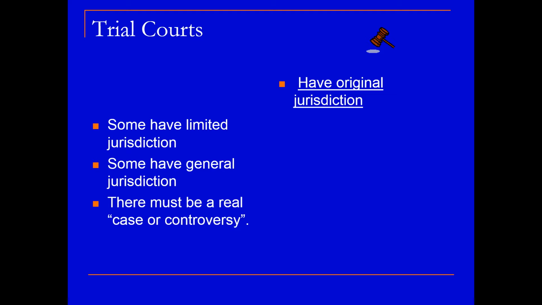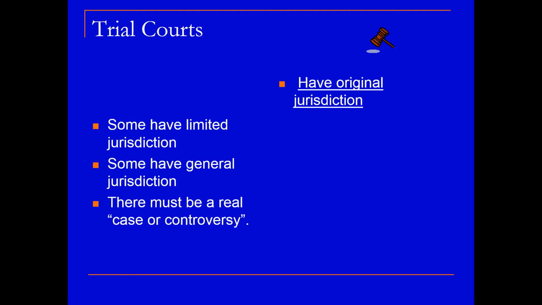Trial courts have what's called original jurisdiction, which means that's where you start. You don't start your case at the U.S. Supreme Court, which is the highest court in the land. You start at the bottom of the tiers, and if you need to appeal, work your way up. Some trial courts have limited jurisdiction. In some cities, there may be a separate court for probate and will matters, or for divorce matters, child custody matters, those types of things. Some trial courts have general jurisdiction.